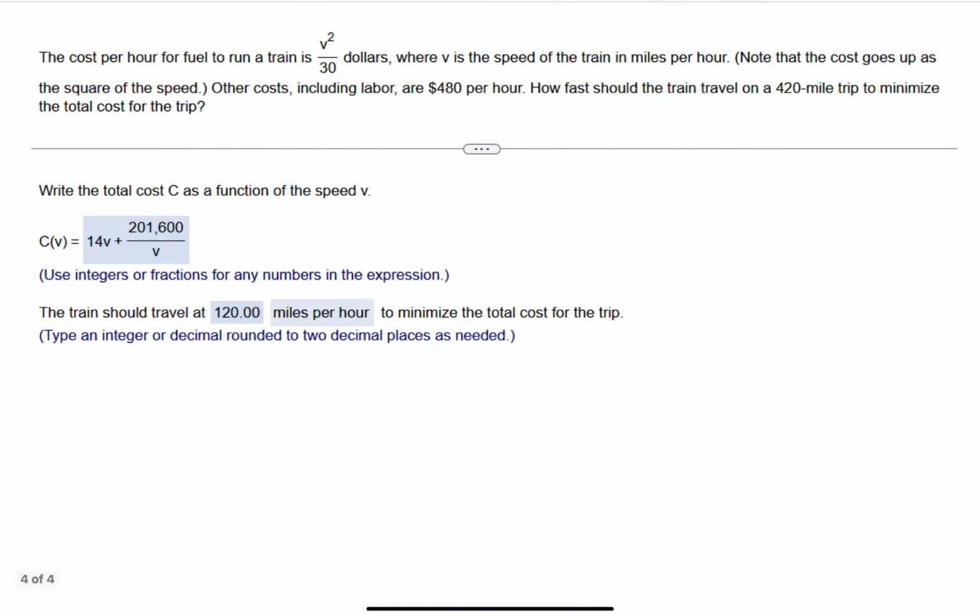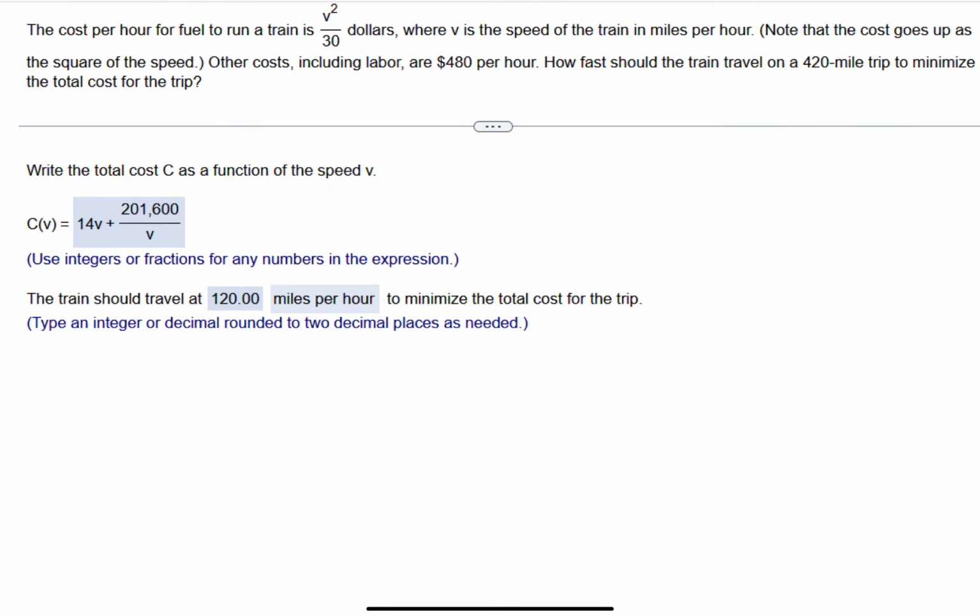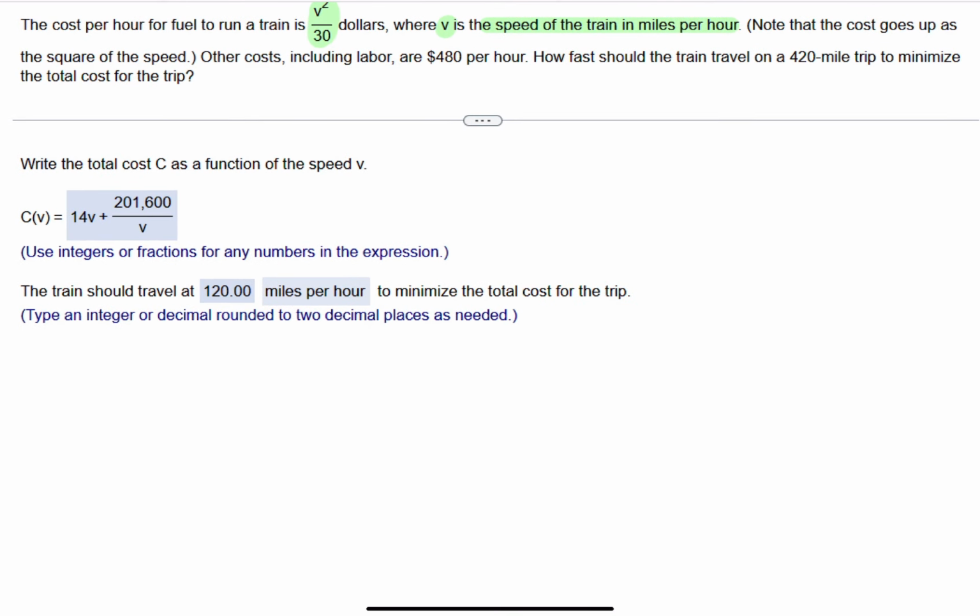I'm going to come back to this one, but I want to do the last problem before I do the second last problem. The cost per hour for fuel to run a train is V squared over 30, where V is the speed of the train in miles per hour. Note that the cost goes up as the square of the speed. Other costs include labor at $480 per hour. How fast should the train travel on a 420-mile trip to minimize the cost of the trip?